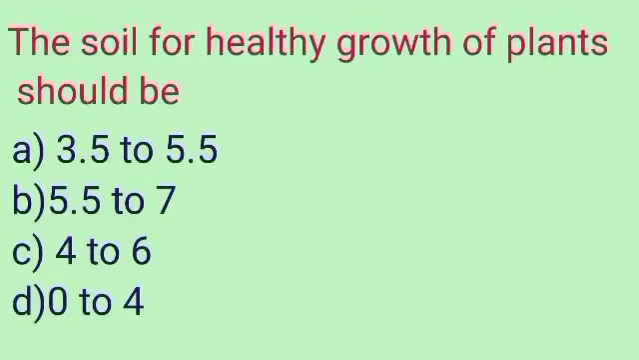Hydrochloric acid. The soil for healthy growth of plants should be option A 3.5 to 5.5, B 5.5 to 7, C 4 to 6, D 0 to 4. So the right answer is option B 5.5 to 7. The soil for healthy growth of plants should have the pH from 5.5 to 7.